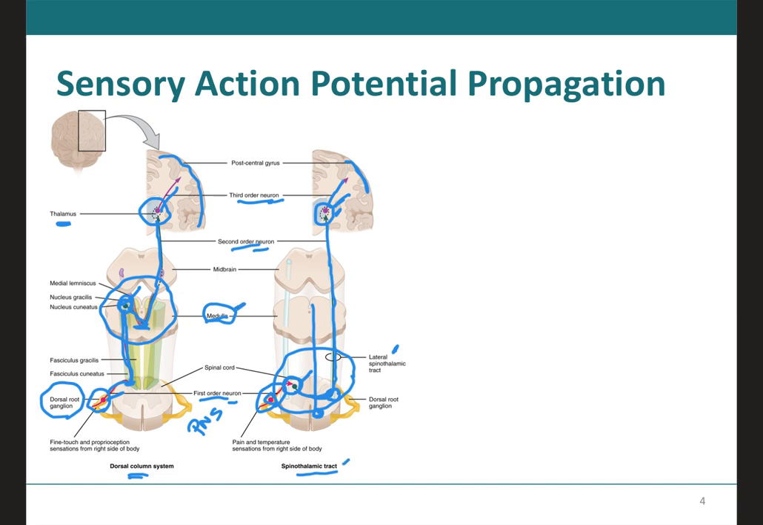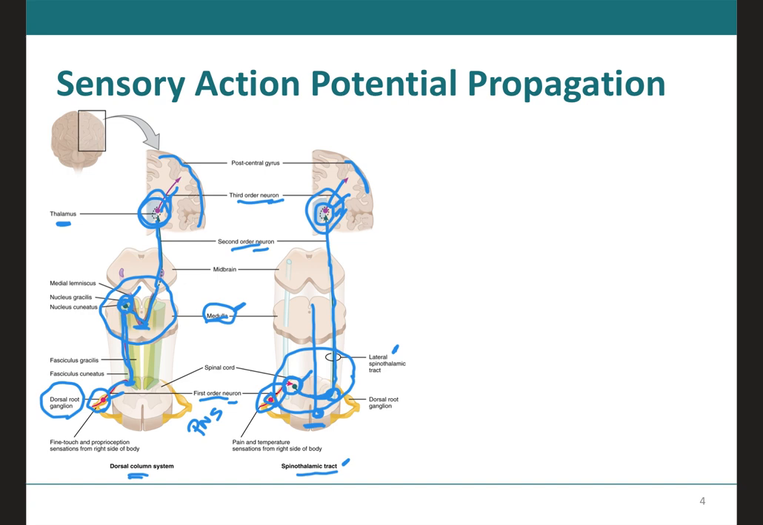And on the spinothalamic tract, the decussation occurs at the level of the spinal cord. So the second order neuron is located right where the first order neuron enters. So it doesn't have to travel up to the medulla oblongata. And lastly, I can't forget to tell you guys that the second order neuron will always synapse with the third order neuron at the thalamus. So for all types of tracts that we're talking about, they will synapse at the thalamus.